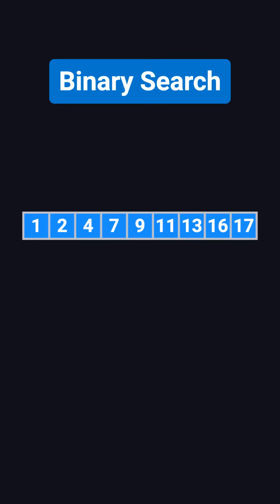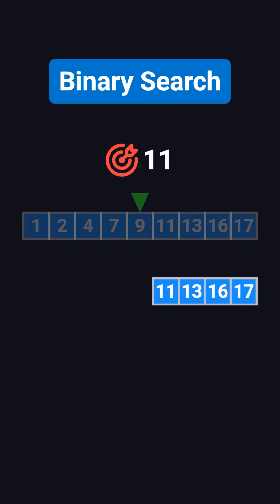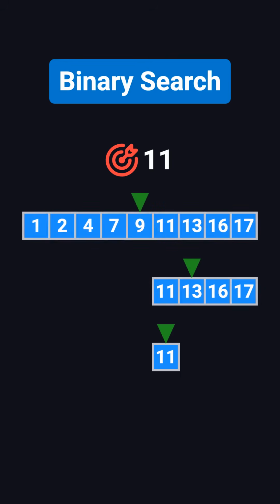Remember, binary search only works if the array is sorted. Suppose we have a sorted array, and we want to find the number 11. First, we check the middle element, which is 9. 9 is smaller than 11, so we only look at the right half. In that half, the middle element is 13. 13 is larger than 11, so we switch to the left half. Now there's only one number left, and it's exactly 11. In total, we only looked at 3 elements instead of all 9.